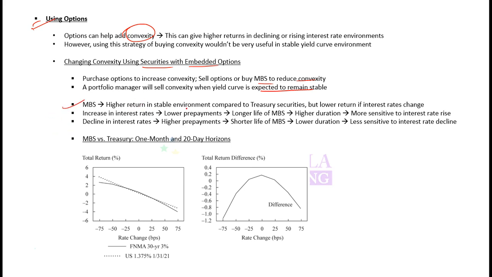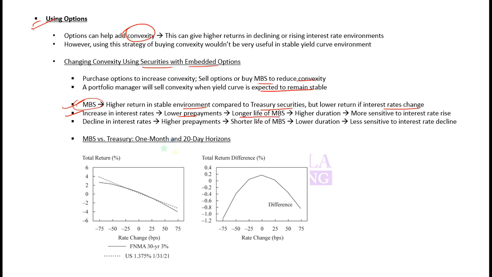Mortgage-backed securities have higher return in a stable environment compared to treasury securities, but lower return if interest rate changes. And this is similar to the concept that we have been discussing about convexity. That means it can help you take exposure to convexity. Why is that? And why does this trend happen? Because if interest rates are increasing, prepayments are low. What are prepayments? Prepayments are if someone has borrowed from you and if interest rate declines in the market, he can borrow at a lower rate and pay the amount earlier than expected or earlier than required. So there are lower prepayments if interest rates increase.